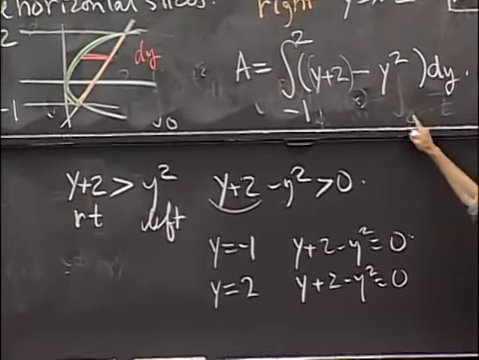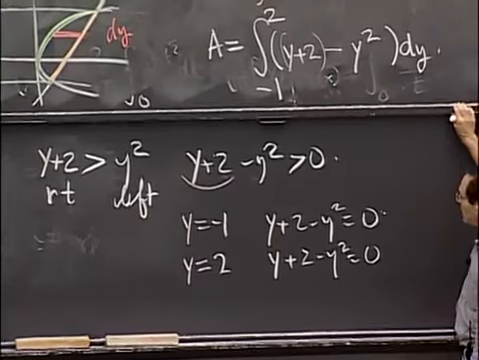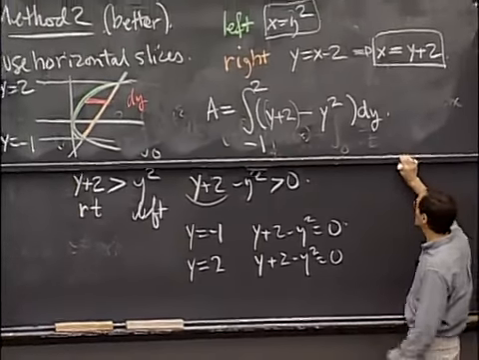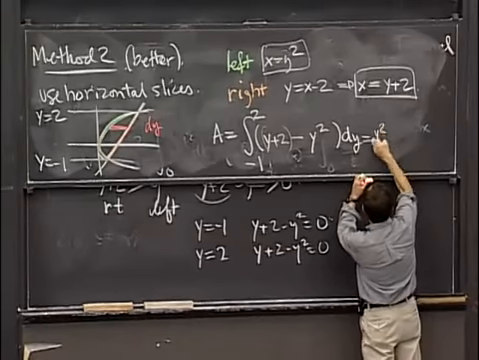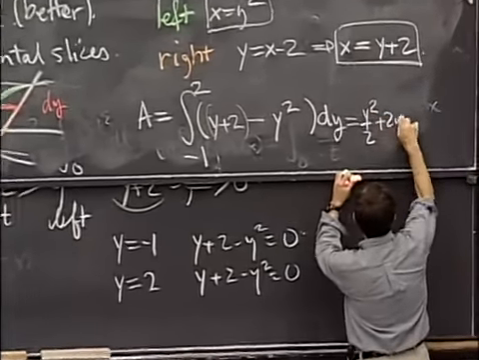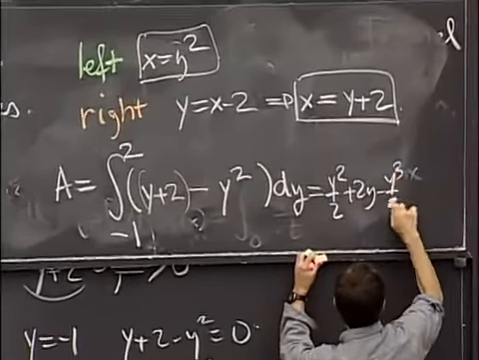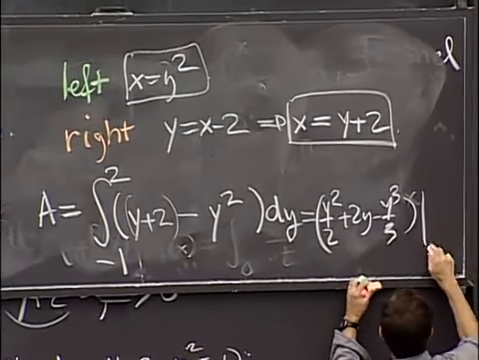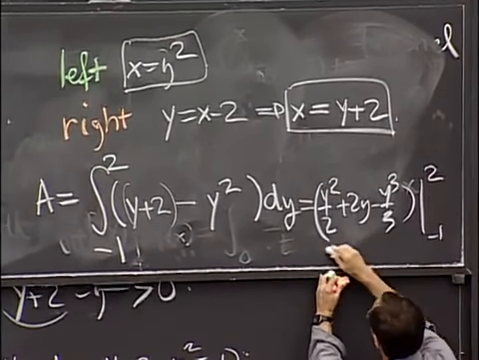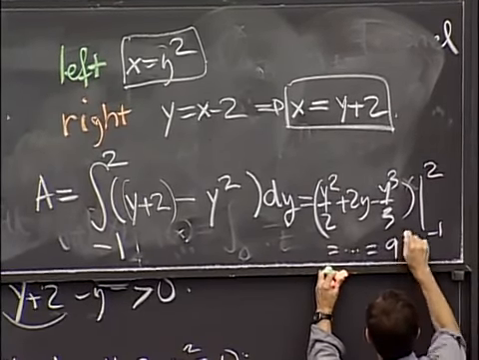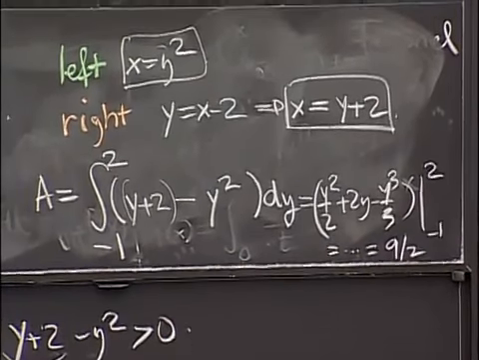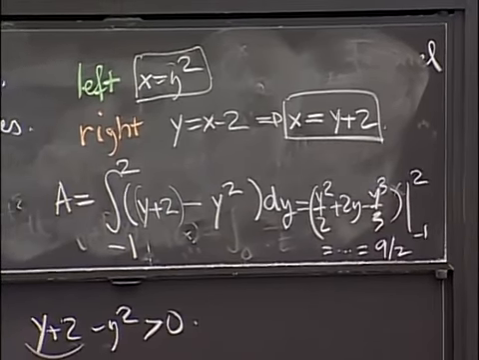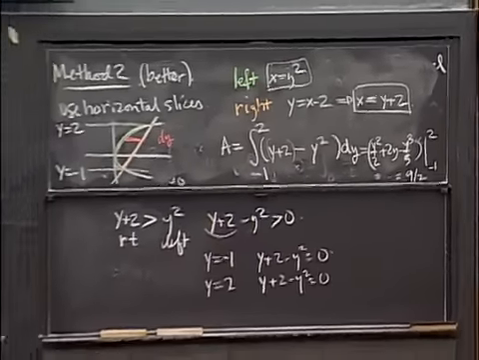Now this is a much more routine integral. I'm not going to carry it out. I'll just do one last step, which is that this is y squared over 2 plus 2y minus y cubed over 3, evaluated at minus 1 and 2, which, if you work it out, is 9/2. So we're done for today, and tomorrow we'll do more volumes, more things, including 3 dimensions.